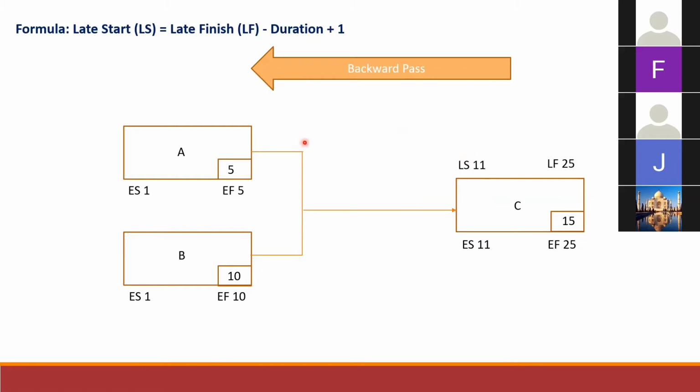So now you want to know what is the latest finish that activity A and B here can complete without delaying activity C right here. Activity C's late start is equal to 11. So the latest finish for activity A and B falls on the 10th. Using the same formula, you get a late start equal to 6 for activity A and a late start equal to 1 for activity B.